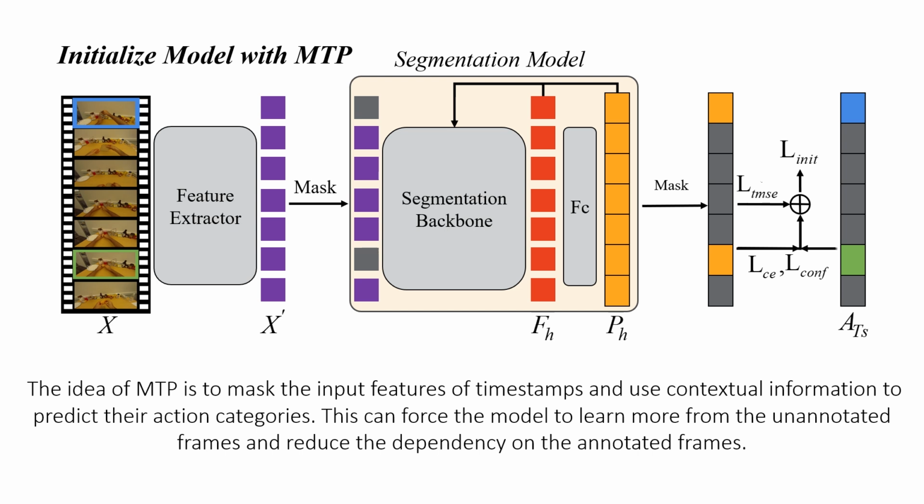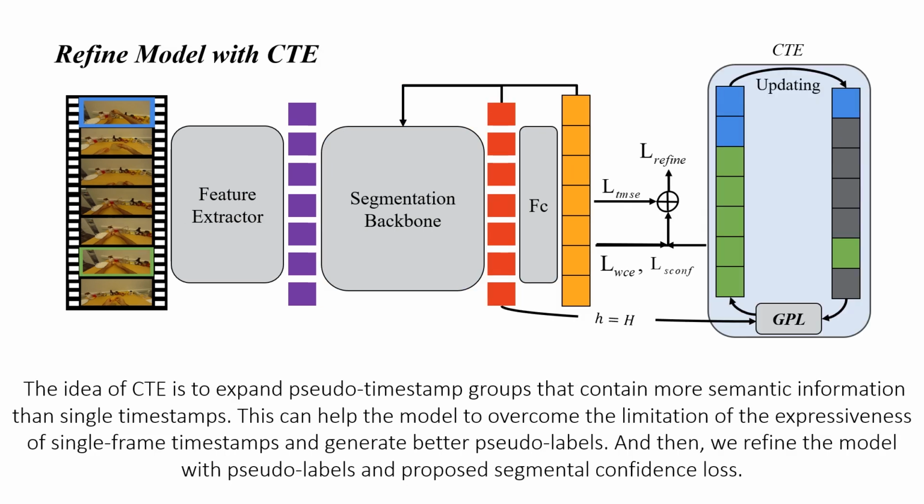Given the input video features, we mask the features of annotated timestamps by a shared learnable token. Then we feed the masked features to our segmentation model and compute the cross-entropy loss on the annotated frames. After the first stage, we get initialization parameters of the segmentation model.